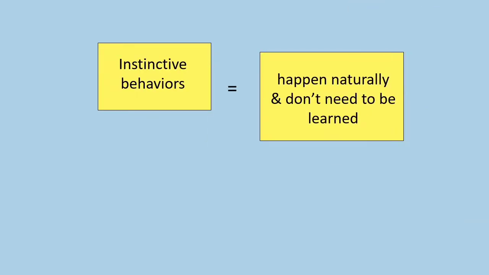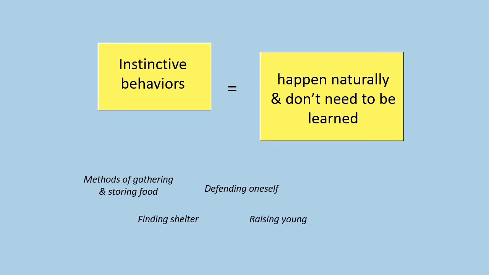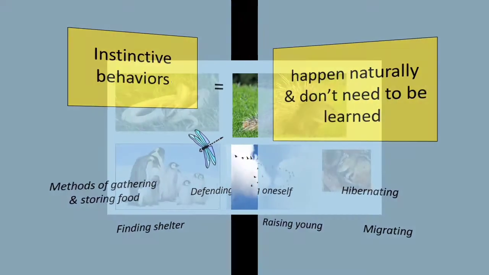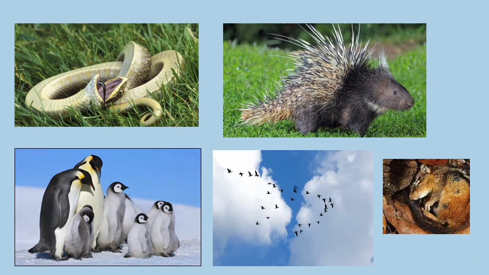Instinct behaviors happen naturally and don't need to be learned. For example, finding shelter, methods of gathering and storing food, defending oneself, raising young, hibernating, migrating, and etc. There are some examples of behavioral adaptations.